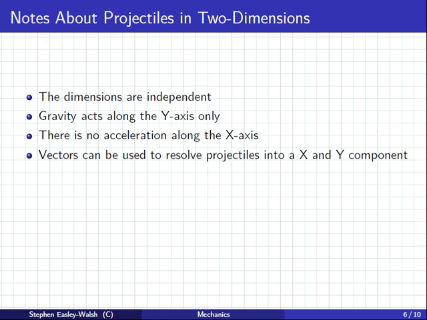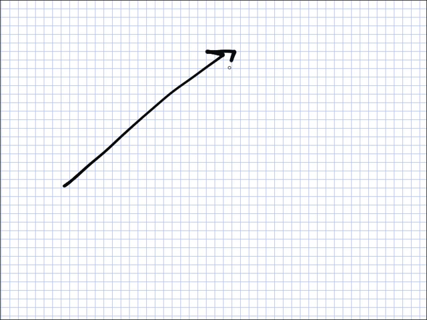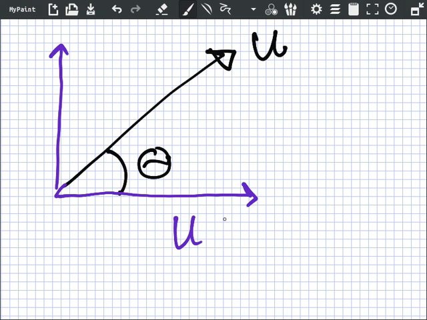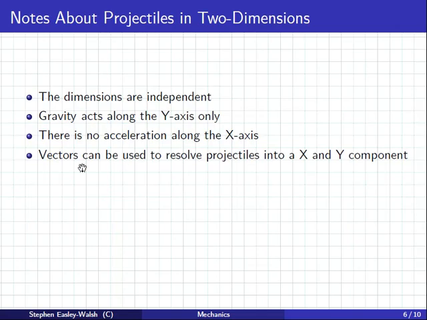Vectors can be used to resolve projectiles into x and y components. So what I mean by that point is, if you have a projectile with a theta angle and a u speed, you can calculate the x and the y using sine and cos. What would this one be? Yeah, u cos theta, and this one here is u sine theta. Okay, so that's what I mean by this point.